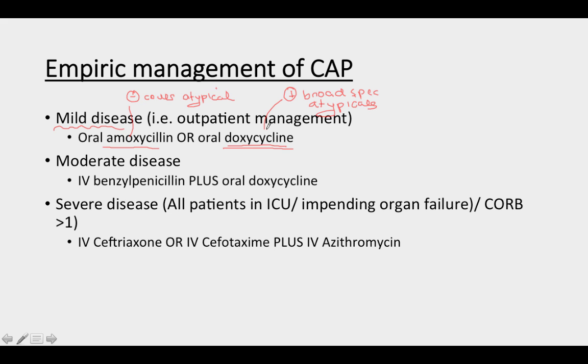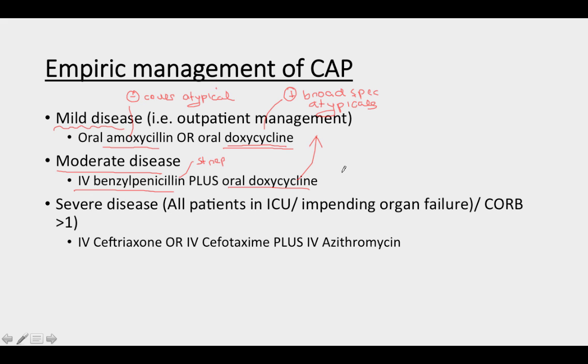But the reason why you probably don't give doxycycline as much is because its side effect profile is a bit bigger than amoxicillin, so it's slightly worse tolerated. But it does have better coverage, so just be aware of that. Now, if you're getting to hospital, what you want to be giving the patient is IV benzylpenicillin. Now remember, that's the first generation penicillin. It has very good activity against strep, so strep pneumonia will be managed well with it. And you add oral doxycycline to the IV benzylpenicillin because it'll give you coverage against everything else.